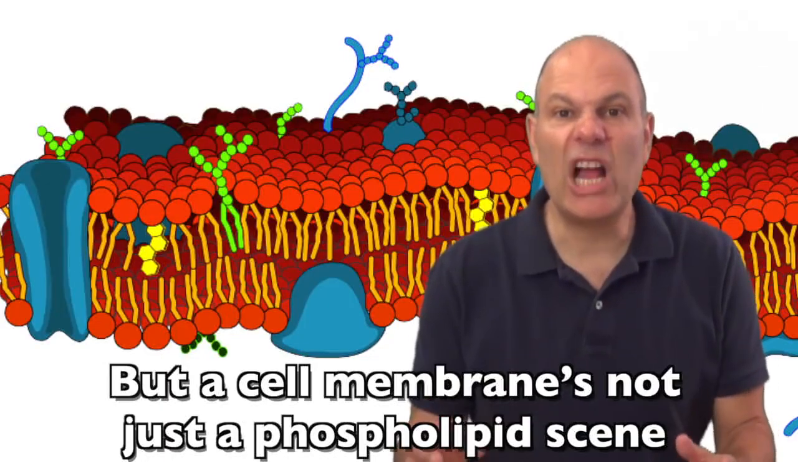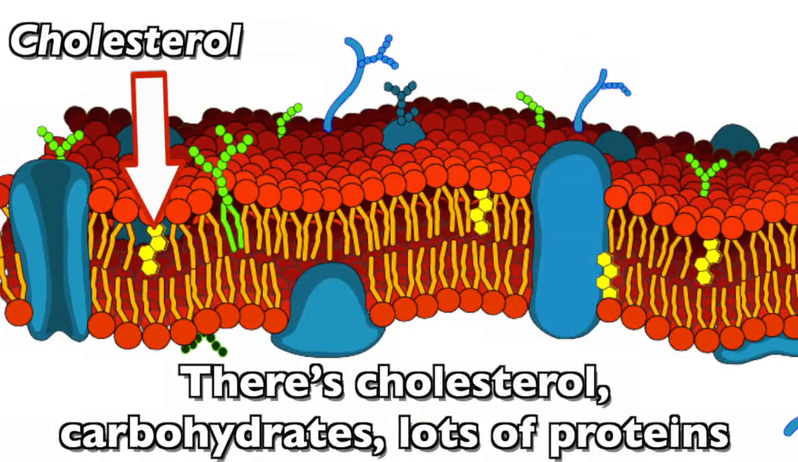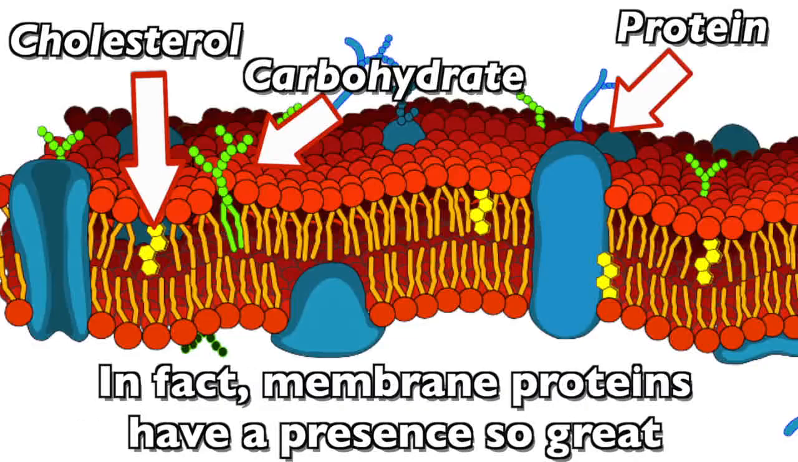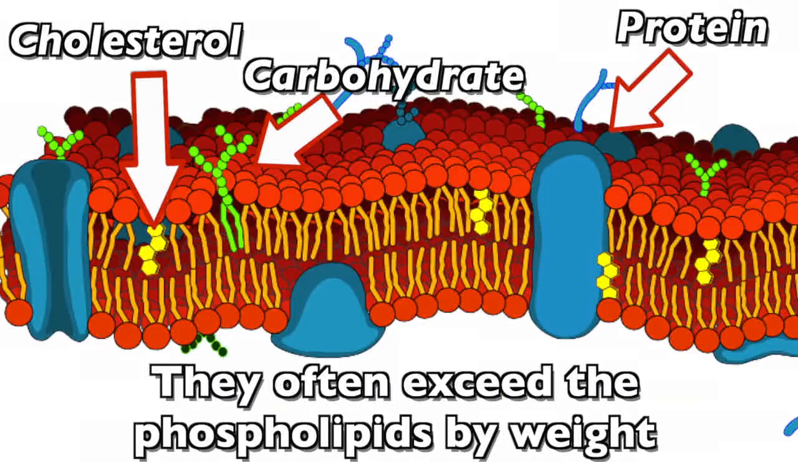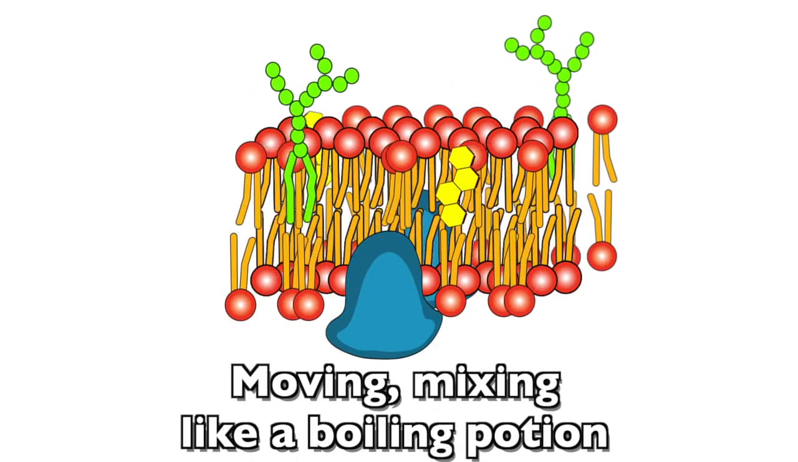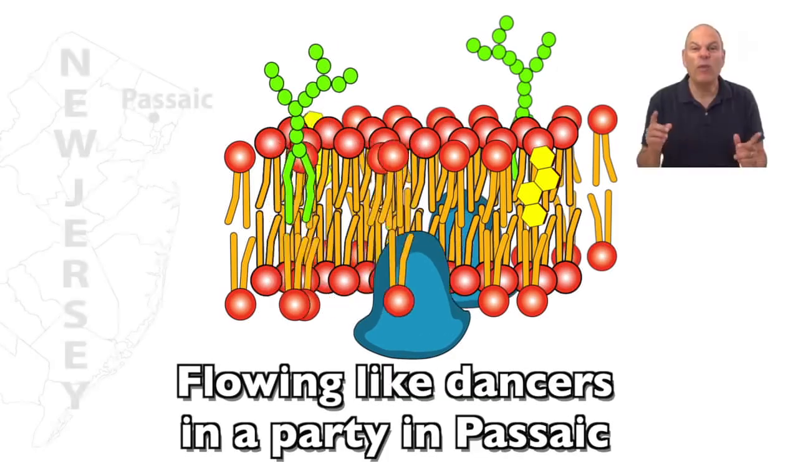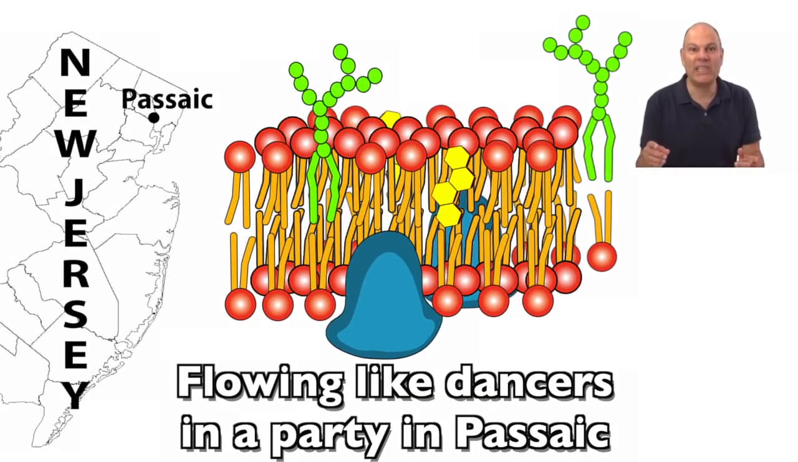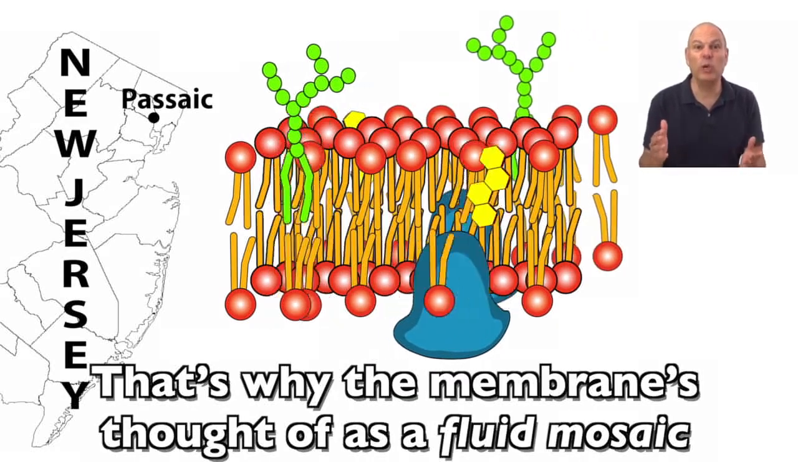But a cell membrane's not just a phospholipid scene. There's cholesterol, carbohydrates, lots of proteins. In fact, membrane proteins have a presence so great they often exceed the phospholipids by weight. And all of these components are in constant motion, moving, mixing like a boiling potion, flowing like dancers in a party in Passaic. That's why the membrane's thought of as a fluid mosaic.